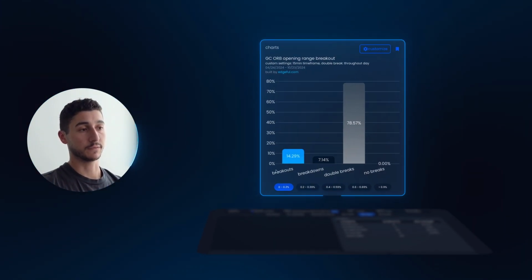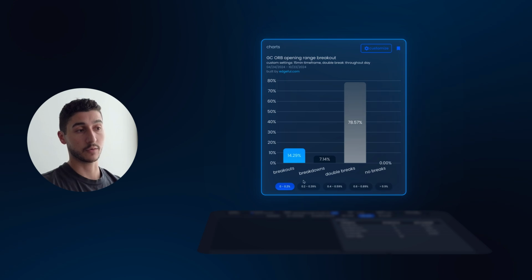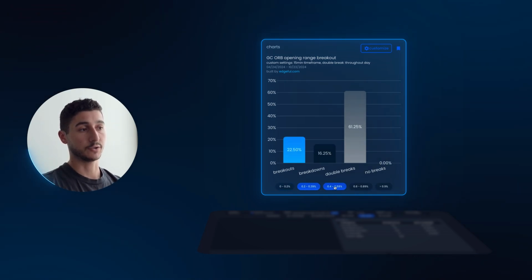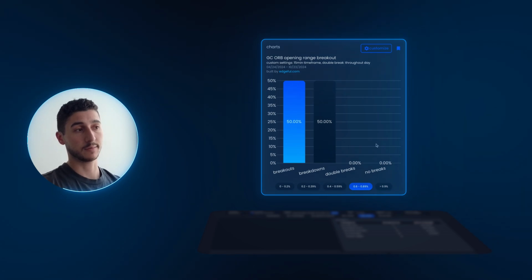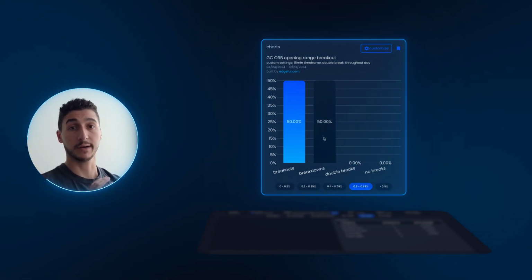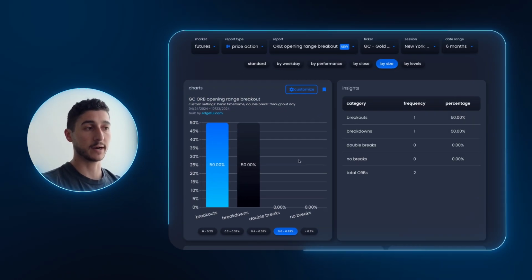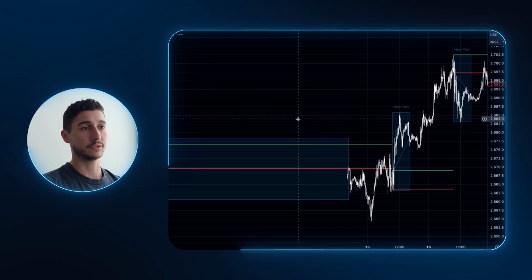But what you can see from here is that typically smaller ORBs are going to double break. And then as you go to the larger ones, it is a lot less likely for it to double break. So you want to expect price to just break out of one side and continue in that direction without getting to the other side.